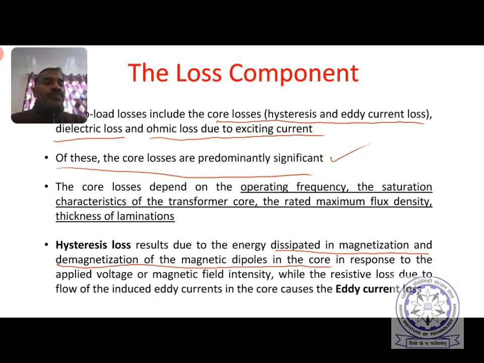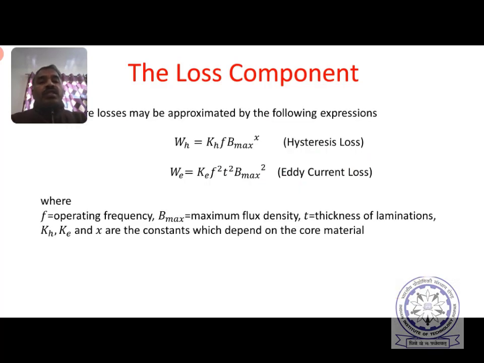So the hysteresis loss results due to energy dissipated in magnetization and demagnetization of the magnetic dipoles in the core in response to the applied voltage or magnetic field intensity, while the resistive loss due to flow of the induced eddy currents in the core causes the eddy current losses. This is what we have discussed.